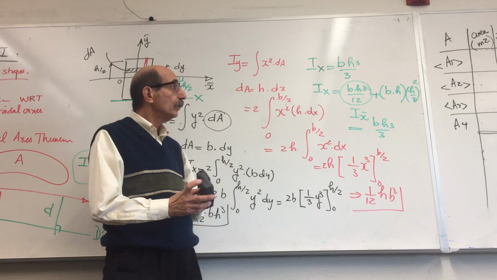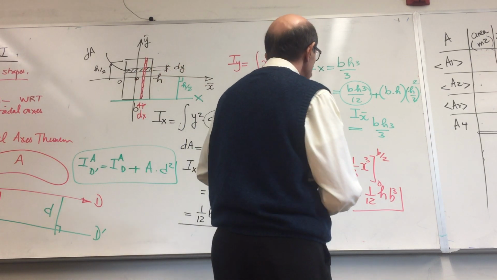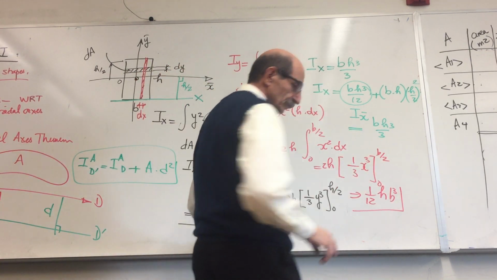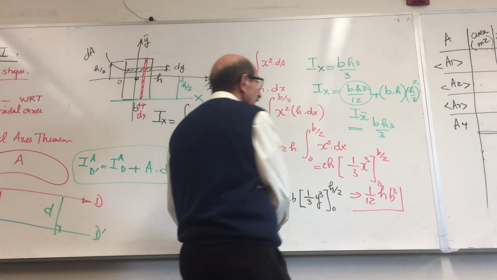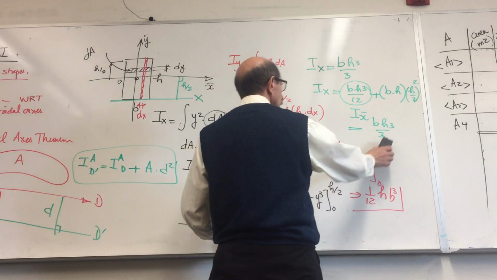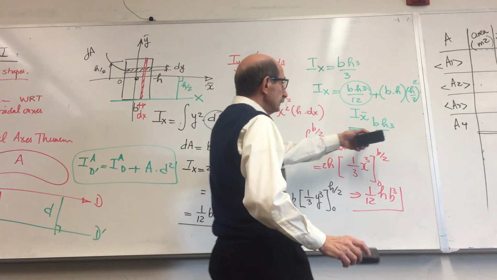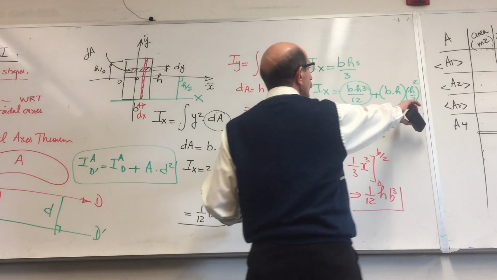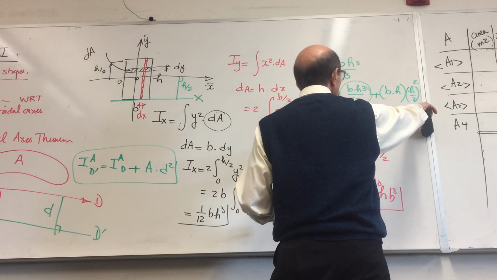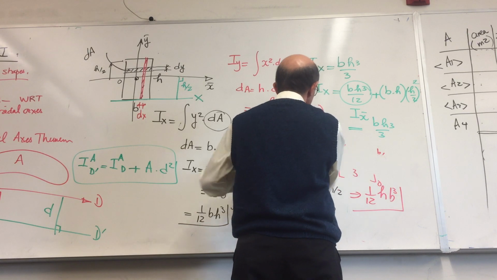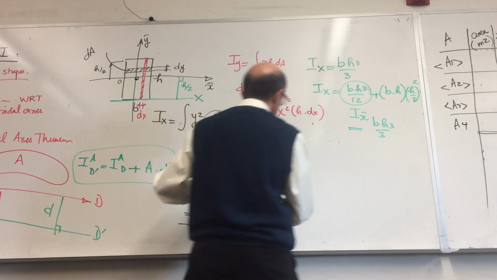Yes? I'm sorry, where did you get bh times h over 2 squared? Oh, you know what? You just noticed it. That should be b times h. Yeah, that's right. And that's bh cubed over 3. Where I got that? Yeah, just the second term. Let me show you. Maybe I did it too quick.